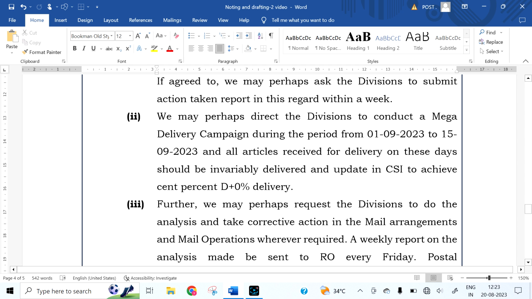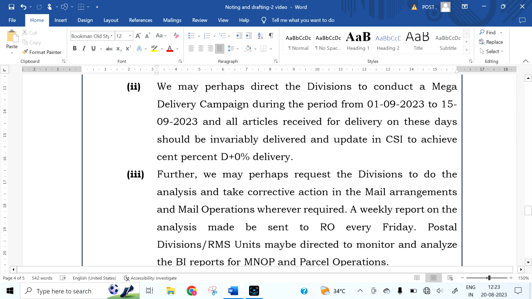Another point is that we may perhaps direct divisions to conduct a mega mail campaign during the period from so and so date to so and so date for 15 days, and all articles received for delivery on these days should be invariably delivered, and updated in CSI to achieve the 100% delivery, D plus 0 delivery. So we may also conduct one delivery campaign. That is also we are proposing, so that we can streamline the system.